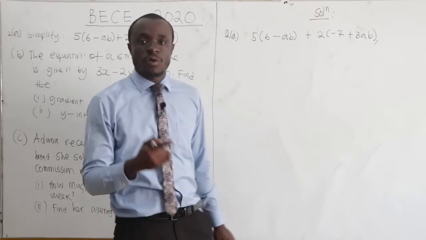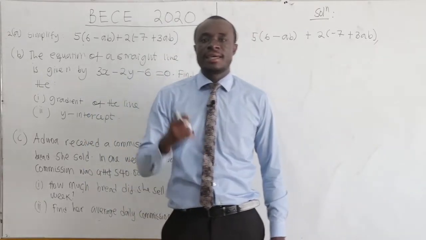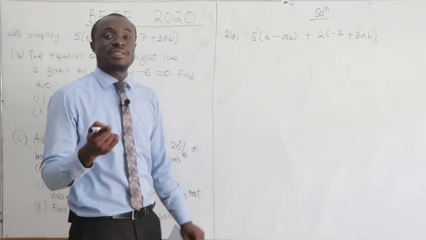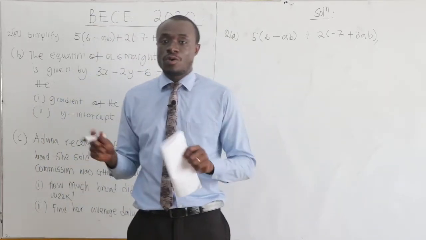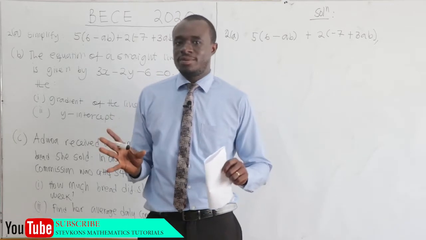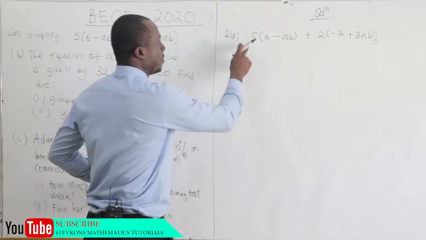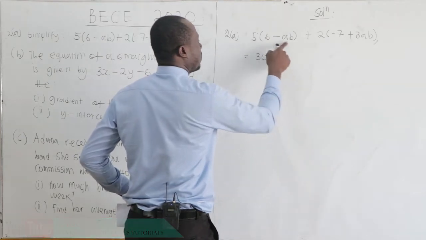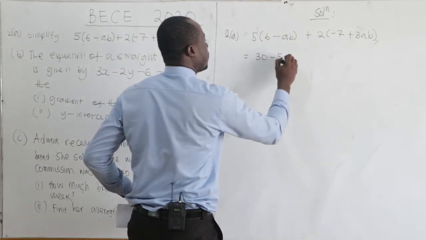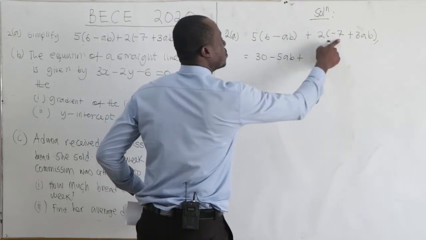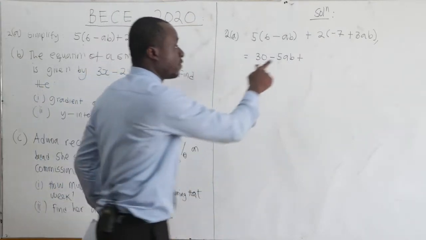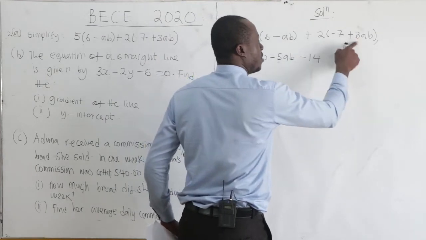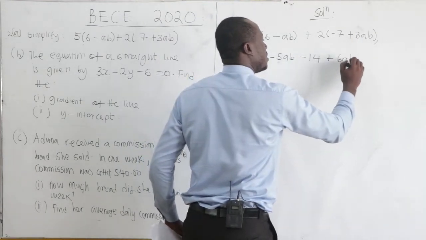Now here, we apply the distributive property. Now, what does the distributive property say? If you have A into bracket B plus C, it becomes AB plus AC. That's all that we apply here. So in this case, 5 times 6, that is 30. 5 times AB minus 5AB. Now, 2 times negative 7, that is negative 14. 2 times 3AB, this is just 6AB.